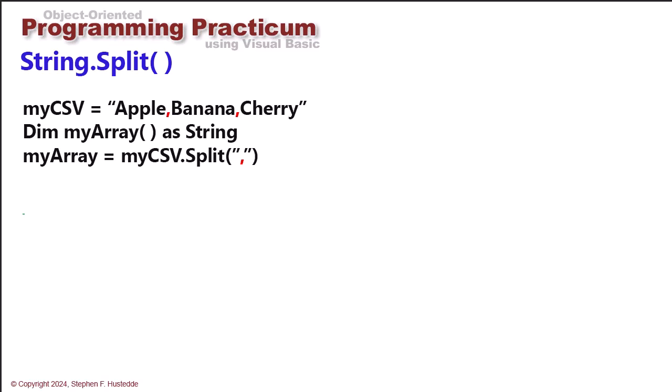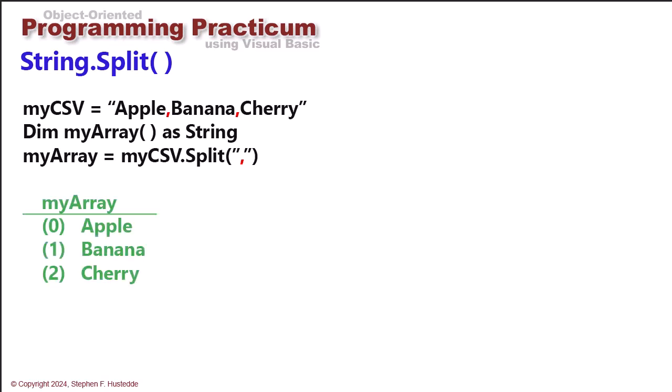Then I Dim an array as string, and then my array equals my CSV.Split, and in the parentheses, the argument I'm passing is a string of a comma. And the result is that string is split on that comma, and the different fields or different values of that string are placed in my array in the different elements. So element 0 of my array becomes apple, element 1 becomes banana, and element 2 becomes cherry.